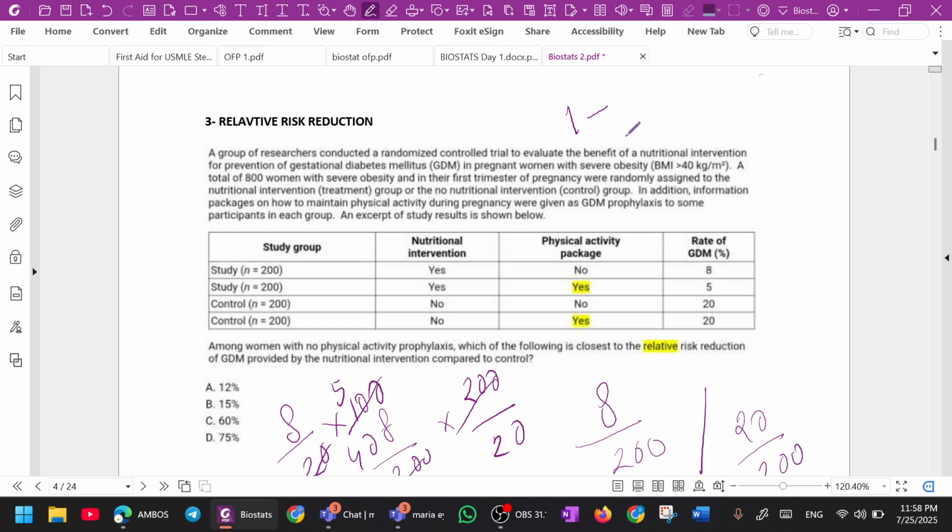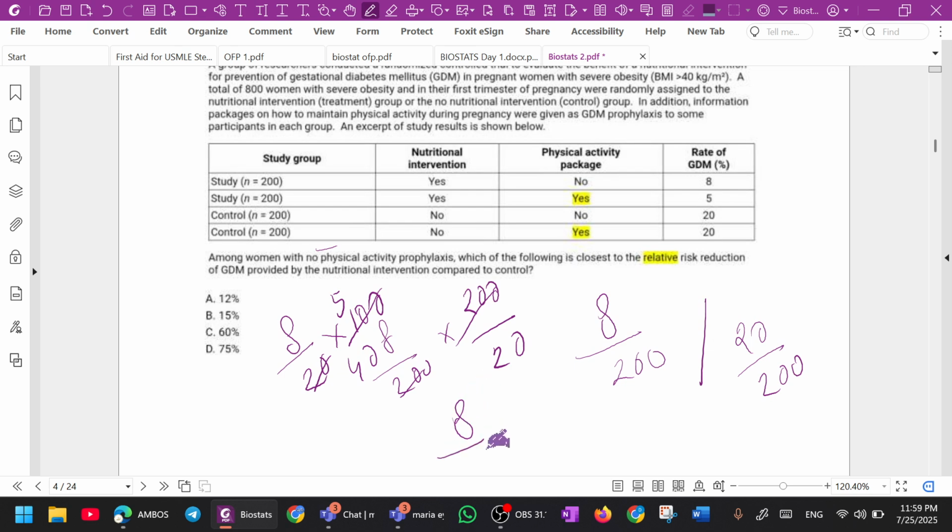That's what I think too. How did you get it? In the question, they are talking about no physical activity prophylaxis. First, I figured out the relative risk. So no physical activity: 8 in the study group, 8 out of 200, divided by the control, 20 out of 200. So 8 divided by 200 over 20 divided by 200. That's how I found it out. The 8 by 20. Okay, so what was the answer for the relative risk that you got? So it's 8 by 20.